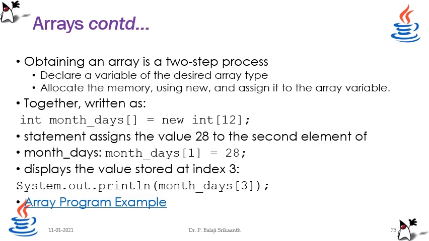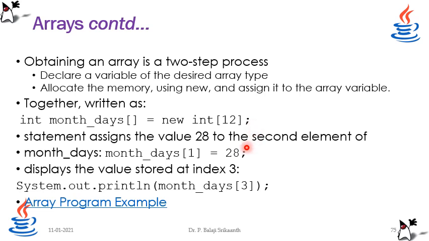The array so far created in a two-step process could be created in a single step as follows. int month_days[] is equal to new int followed by the size. So in the previous slide we saw how to create an array and allocate memory space in two steps. Both the steps could be combined as shown in this statement, and it is also correct.